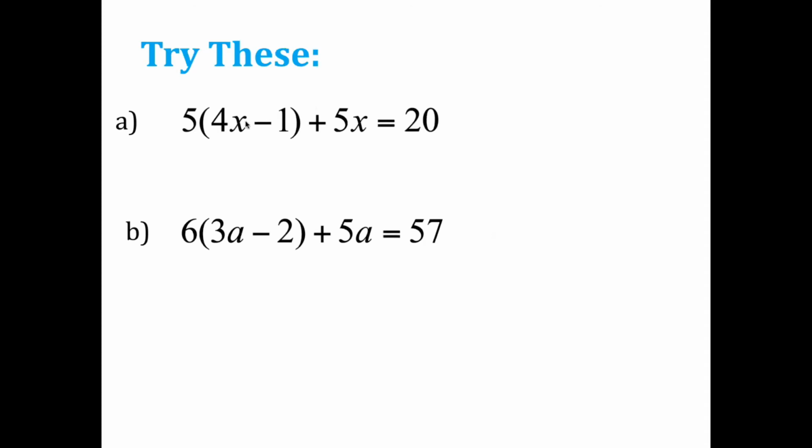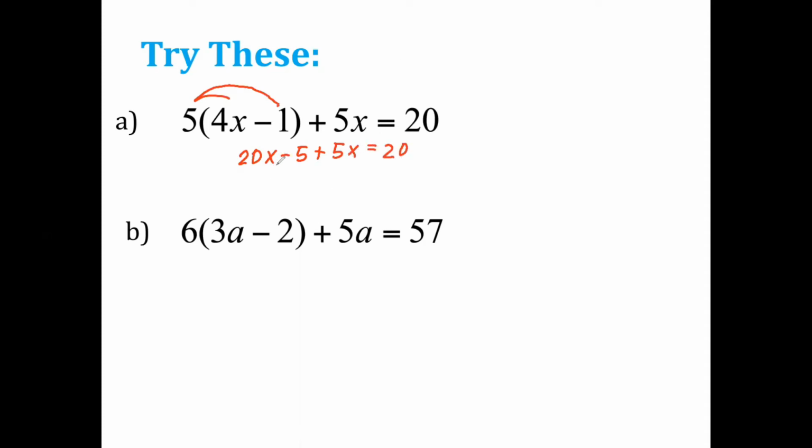So for letter A, we're given 5 times 4x minus 1 plus 5x equals 20. First, eliminate your parentheses by distributing 5 to the expression inside the parentheses, which is 4x minus 1. That simplifies to 20x minus 5 plus 5x equals 20.